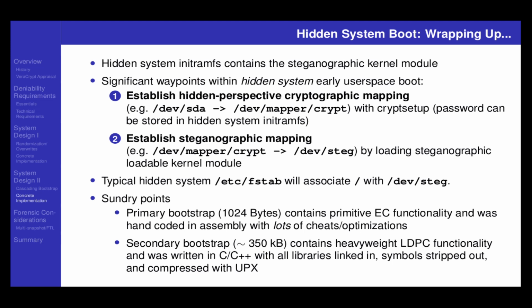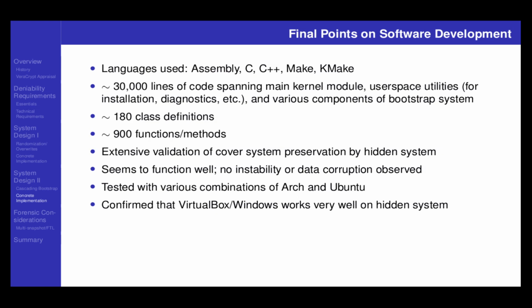And so just wrapping up, the primary bootstrap is really small, so it's not going to be overwritten, probably. The secondary bootstrap is much larger, but that's OK because it's recovered through error correction. So final points. The development has spanned a number of different environments. So, you know, C, C++, assembly required a whole bunch of different programming approaches. There are about 30,000 lines in total.